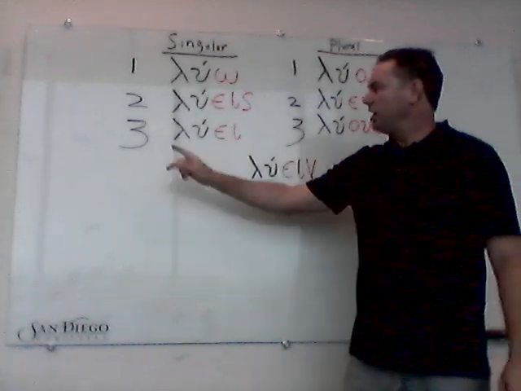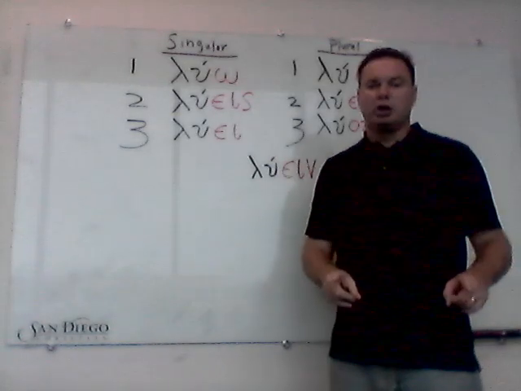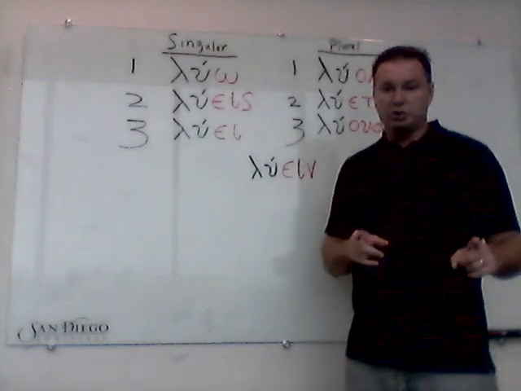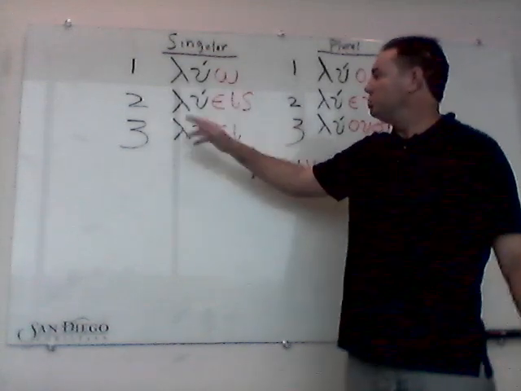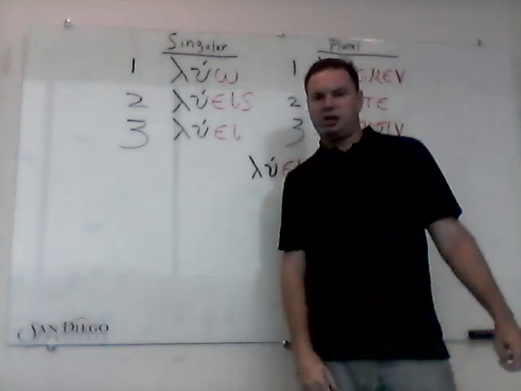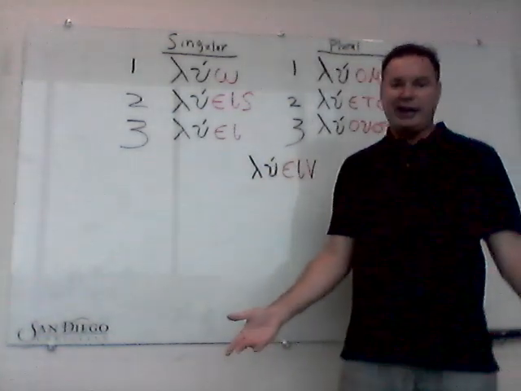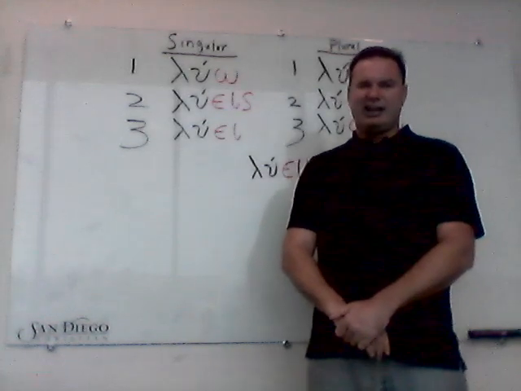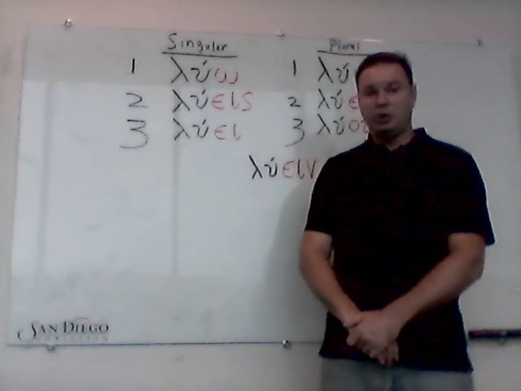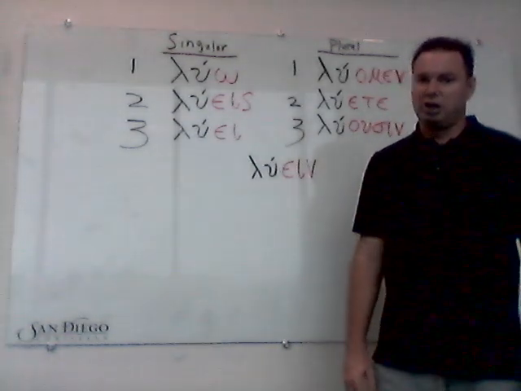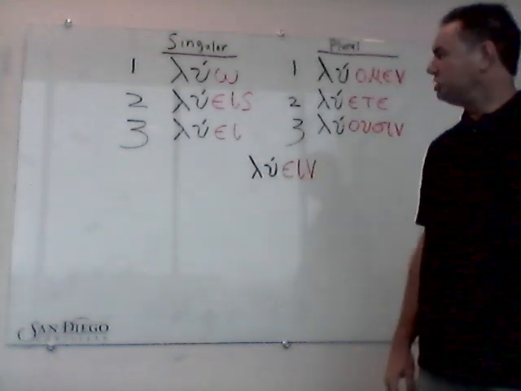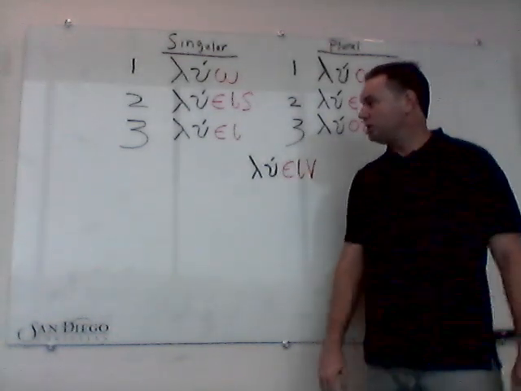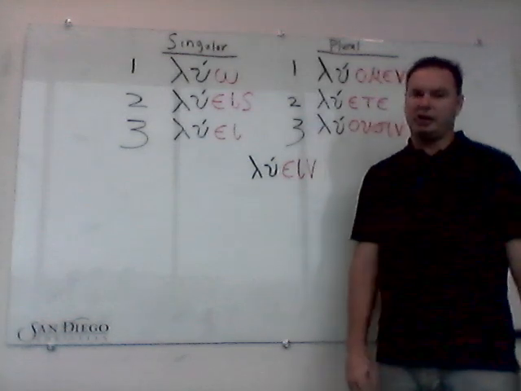So luo is a first person singular verb. Lueis, second person singular, you loose, okay? So this is the second person, or you are loosing, we could say. I am loosing, you are loosing, and then for third person singular, it would be he, she, or it is loosing. How do we know whether it's he, she, or it? Context. Are we dealing with a boy, a girl, or something else? All right, so first person singular, I am loosing. Second person singular, you are loosing. Third person singular, he, she, or it is loosing.